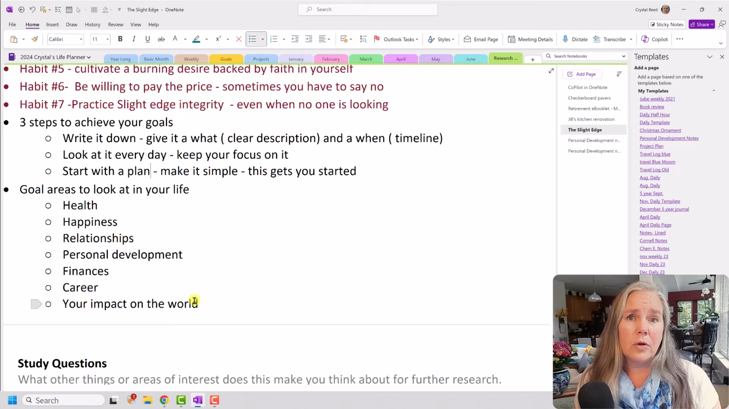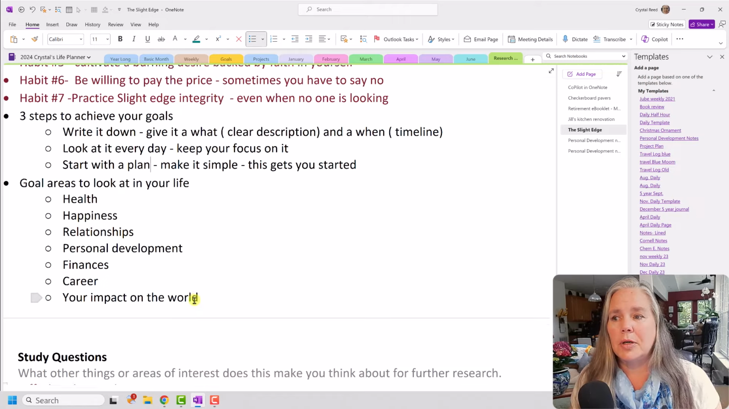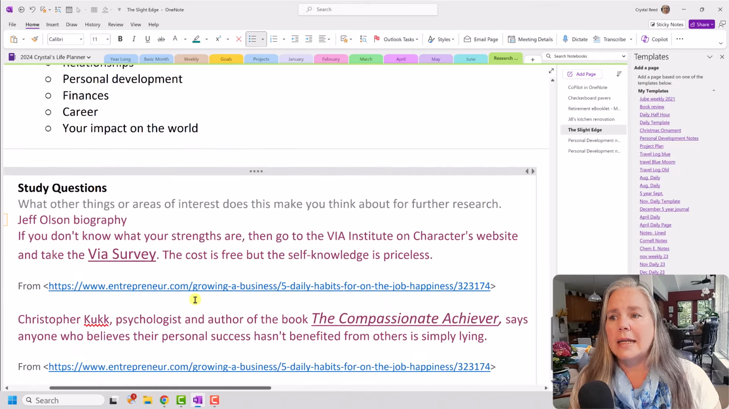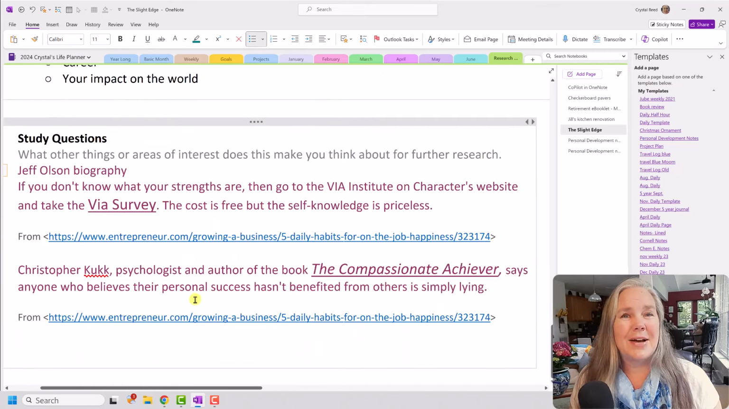Are you a soccer coach? Are you a theater mom? What is it that you are doing to help give back? Okay? All right, and that's really what I learned from this book, The Slight Edge. And I have some other things down here that I wanted to learn about.